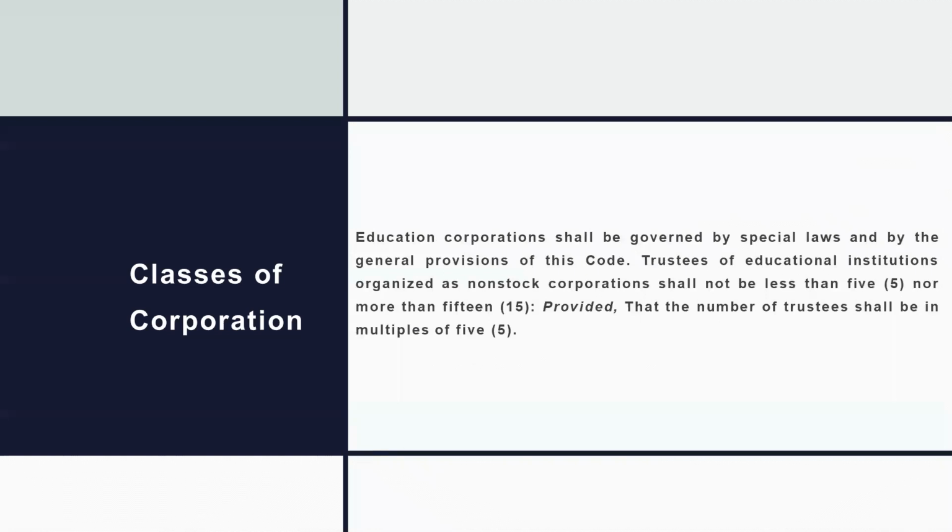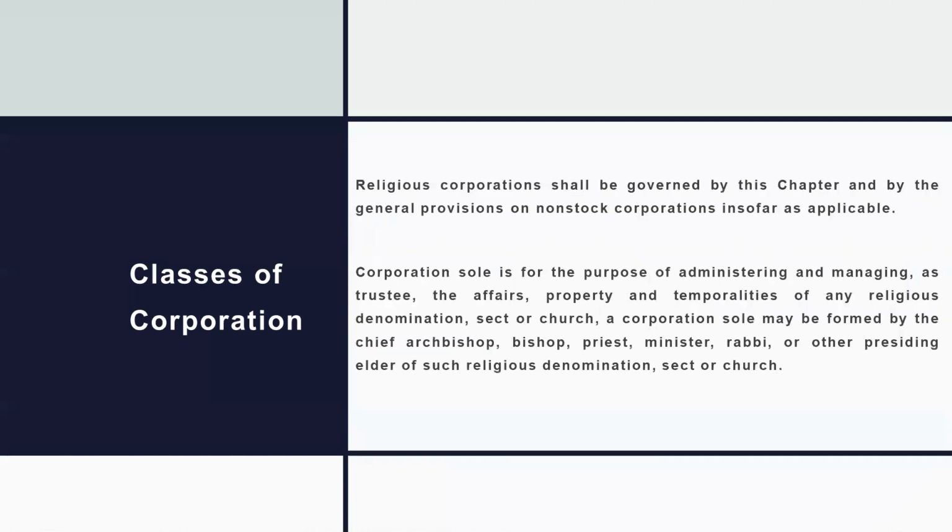Educational corporations shall be governed by special law and by the provisions of this code. Trustees of educational institutions organized as non-stock corporations shall not be less than 5 nor more than 15, provided the number of trustees shall be in multiples of 5. Religious corporations shall be governed by this chapter and by the general provisions of non-stock corporations so far as applicable. We also have the corporation sole.